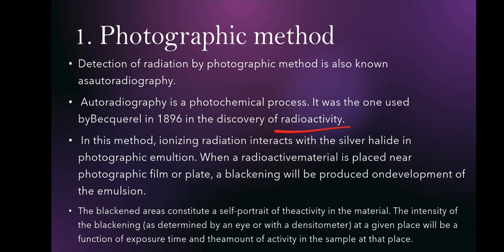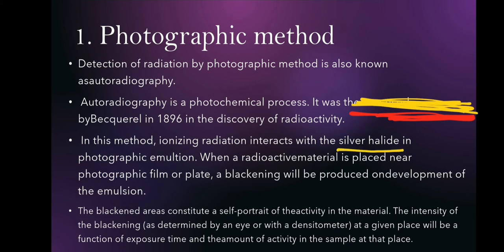In this method, ionizing radiation interacts with silver halide in photographic emulsion. First of all, you need to know what is photographic emulsion. Let's say this is a photographic film, and on the surface of it is the photographic emulsion. This yellow material is the photographic emulsion, and the red material below it is the photographic film. This yellowish photographic emulsion contains the silver halide.